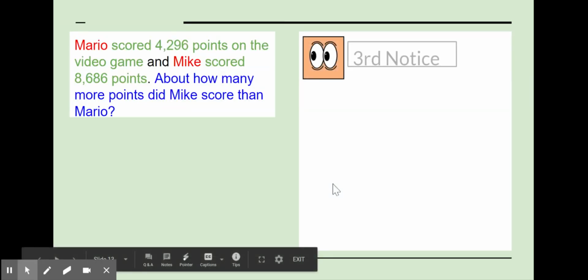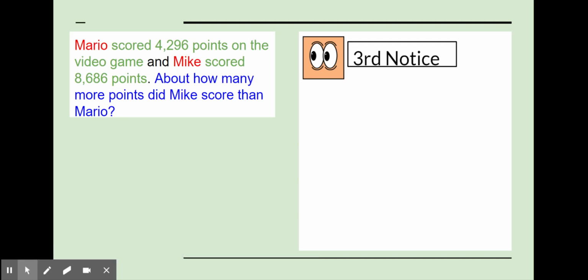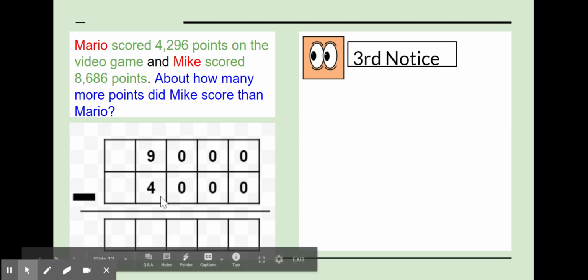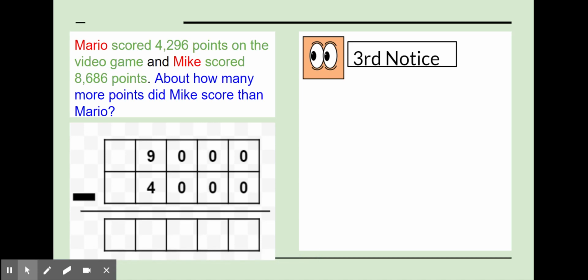Moving into our third notice, or our third read through: Mario scored 4,296 points on the video game, and Mike scored 8,686 points. About how many more points did Mike score than Mario? In the third notice is where we solve our problem and check it. From our model and our second notice, we know that we are subtracting because we used a whole-part model. So we need to subtract 9,000 take away 4,000. We talked about in our introduction video that the reason we estimate is that it's quick and easy and it helps us do mental math. Well, we could do mental math with this.